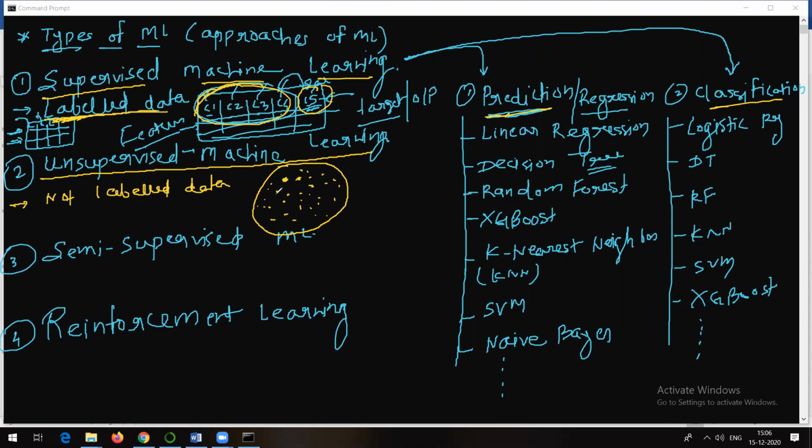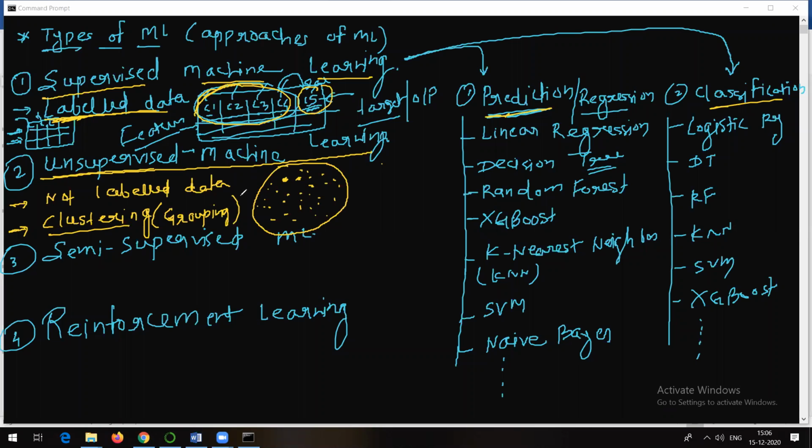So if I want to give you an example of a problem for which unsupervised machine learning can be used, it is clustering types of problems. So in case of clustering types of problems, you can make use of unsupervised machine learning approach. Now what do you mean by clustering? So always remember, clustering is nothing but grouping. What is a cluster? Cluster is nothing but a group. So whenever you want to cluster your data, you can make use of unsupervised machine learning approach.